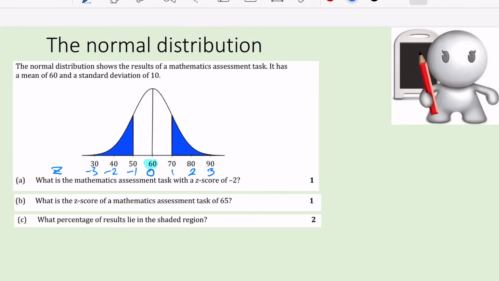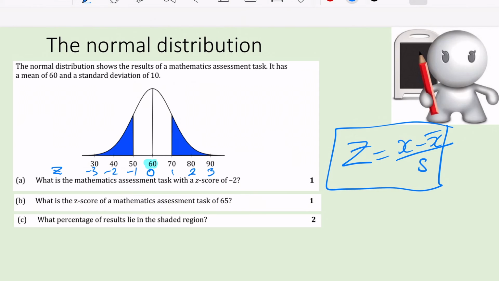Now, there is also the Z score formula, so Z equals X minus X dash over the standard deviation. Let's have a quick look. What is the mathematics assessment task with a Z score of -2? Well, you can either do it using the Z-score formula, or you can quickly interpret it from the graph. I'm just going to interpret it from the graph, and the answer is simply 40.